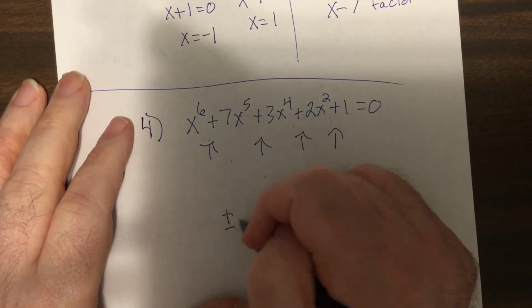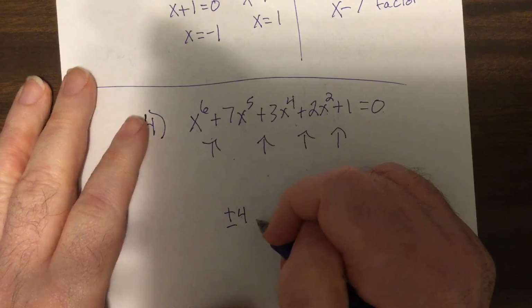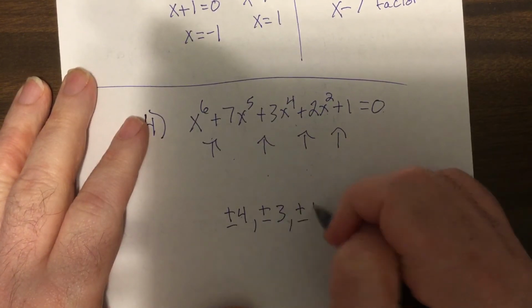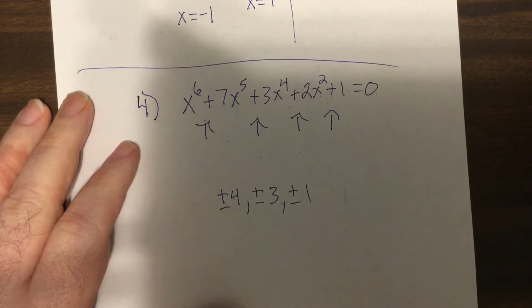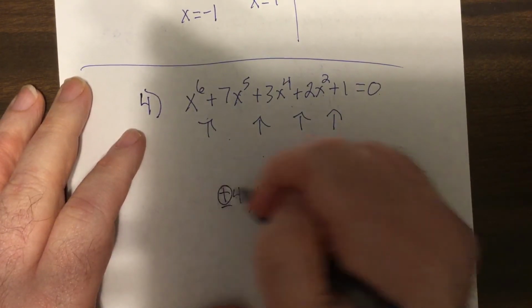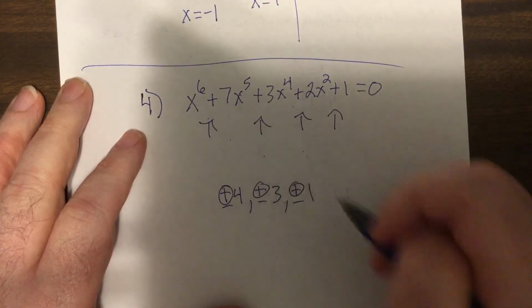So if I use possible rational roots, whatever those are, and my possible choices are 4, 3, and 1, and all of them are adding, I can get rid of that one, and that one.